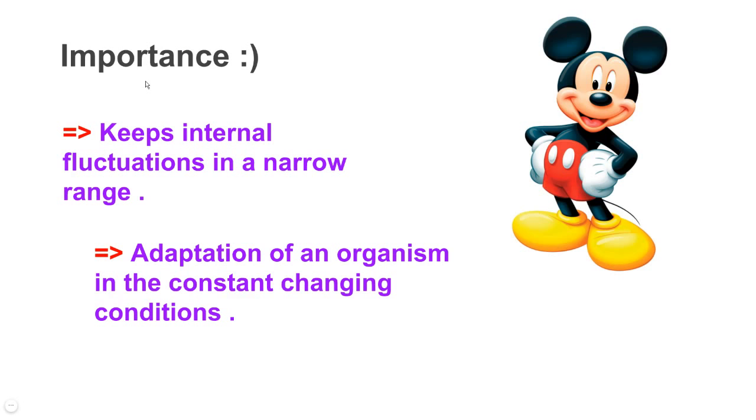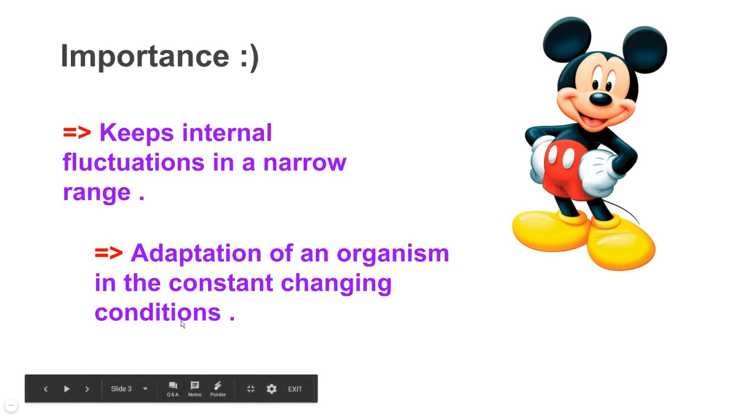Homeostasis keeps the internal fluctuations in a narrow range with various control systems, compared to the wider external environment. And homeostasis is the central requirement in the maintenance of an organism, which compels the adaptations in the constantly changing conditions and contributes to evolutionary processes.